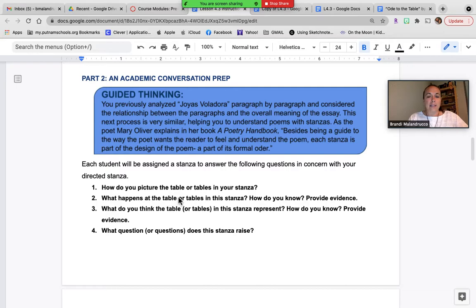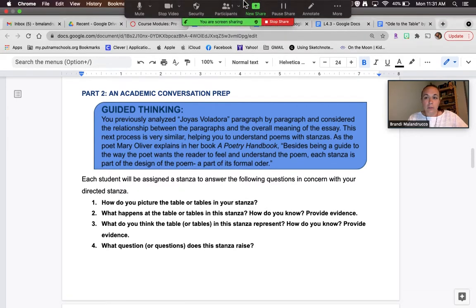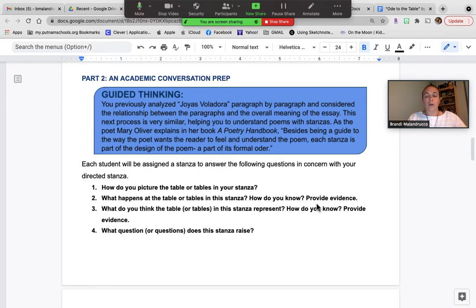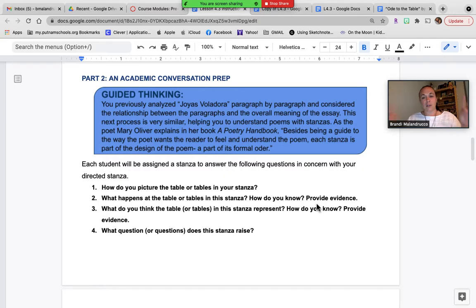What happens at the table or tables in this stanza? How do you know? So you want to provide evidence here. What's happening at the tables literally in the stanza, and use quotation marks. What do you think the table or tables in this stanza represent? How do you know? Provide evidence. So again, there should be quotations here.